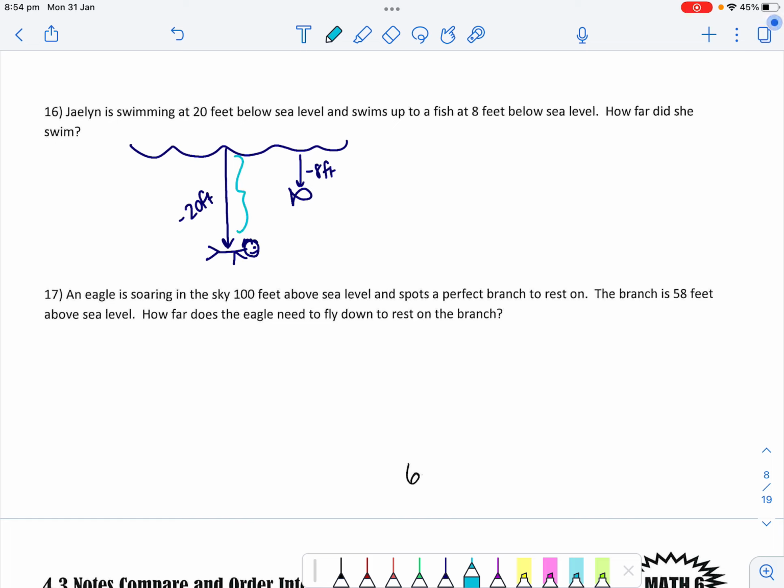So Jalen is at negative 20. So he's 20 feet away from 0. And the fish is 8 feet away from 0, and he's swimming up to that fish. So I'm going to do 20 minus 8, and I get 12 feet. So he swam 12 feet up towards the fish.